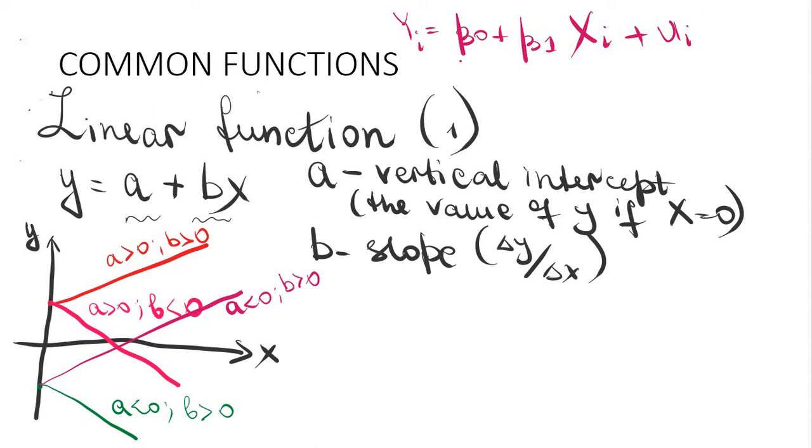So you need to know how to interpret the value of the constant term and the coefficient in front of the variable in order to be able to interpret the output of a regression model. But again, we will discuss this a lot. Just keep in mind that the linear function is a must-have for you. So you should know for sure how to analyze and interpret it.